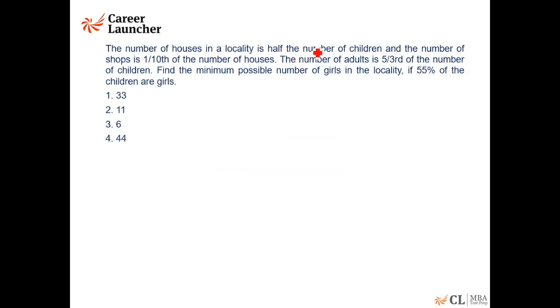Number of houses in a locality is half the number of children, and the number of shops is 1/10 the number of houses. The number of adults is 5/3 the number of children. Find the minimum possible number of girls in the locality if 55% of the children are girls. Now let us just keep it simple. Adults is equal to 5/3 of children, right?